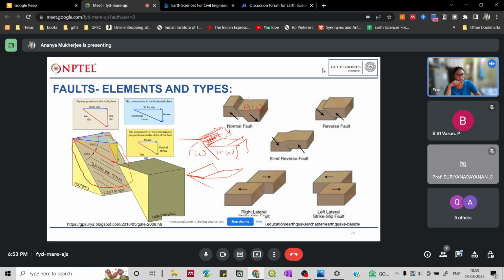Okay, so the hanging wall has moved down and it is in the direction of the dip, so this would be a dip slip fault. Okay, over here, reverse fault.